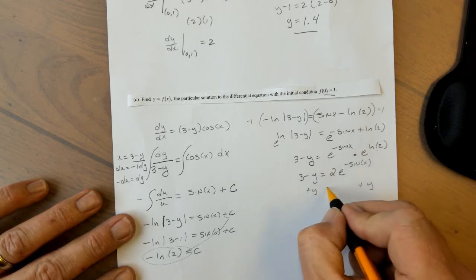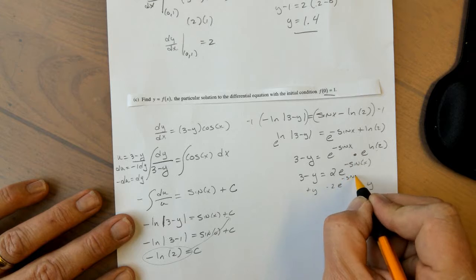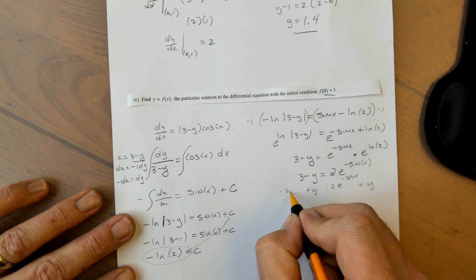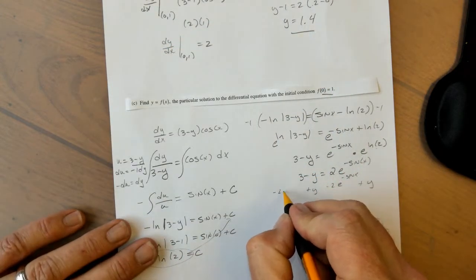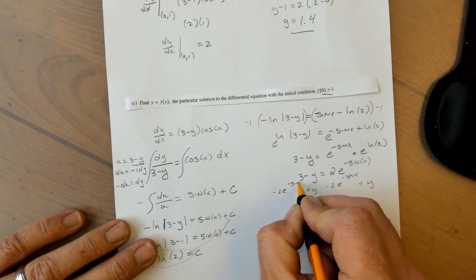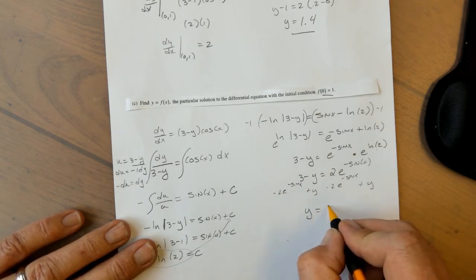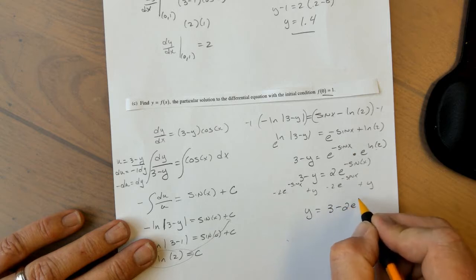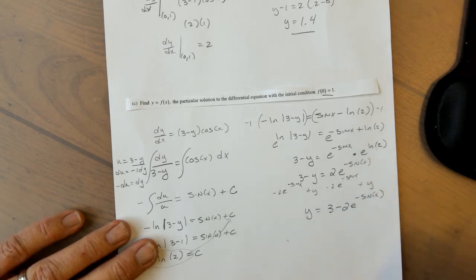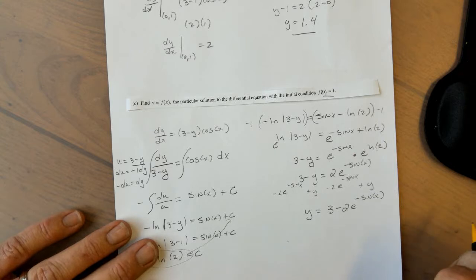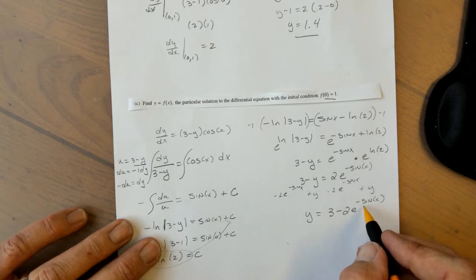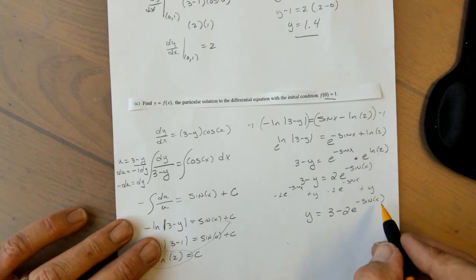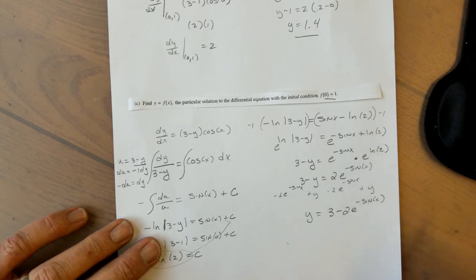We'll add y, subtract 2e to the negative sine x, and we're left with y equals 3 minus 2e to the negative sine x. And recall in the beginning it did say that f was defined for all real numbers, and we do see here that the sine, which is where our independent variable x is located inside, the domain of that is all real numbers. So there is our final solution.